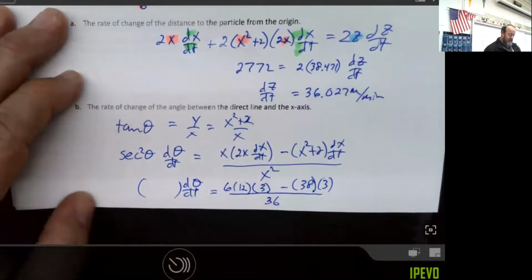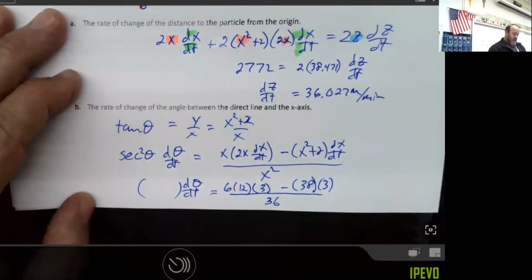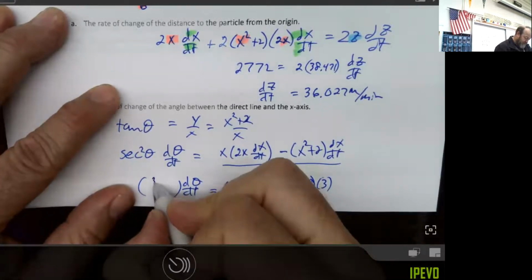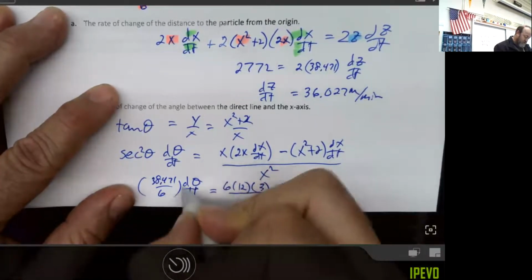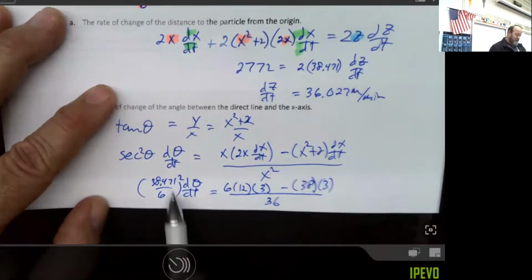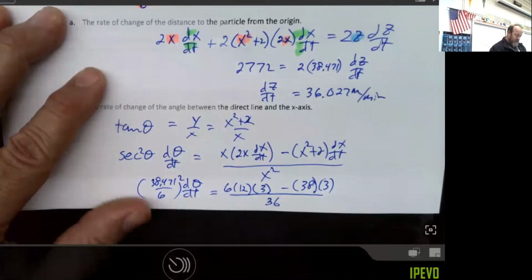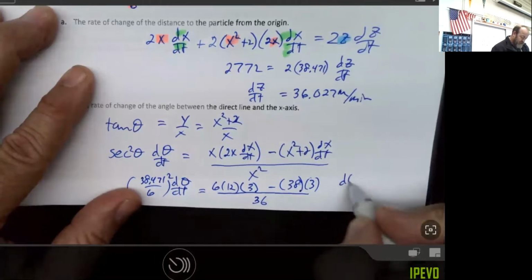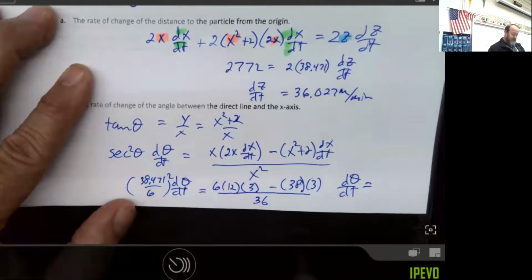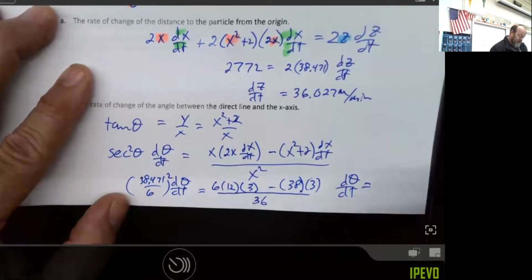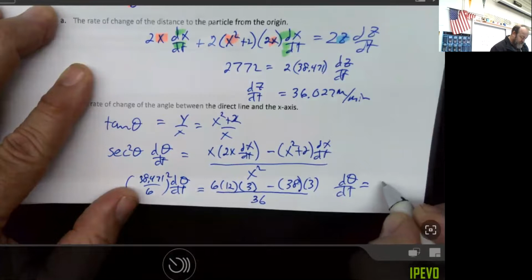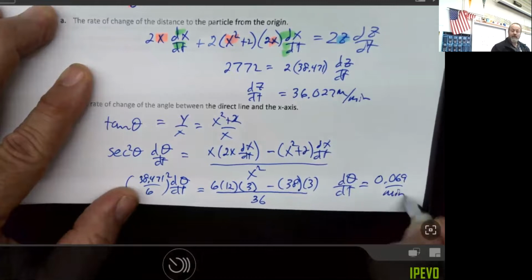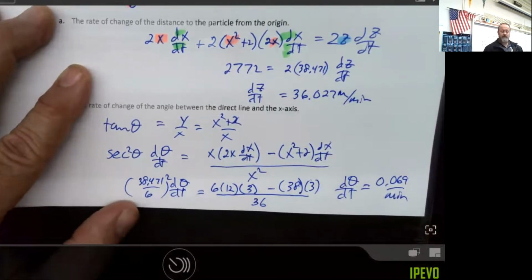The secant, again, is the reciprocal of the cosine. So the cosine would have been 6 over root 38. So this is going to be 38.471 over 6 squared. But again, if you look at it, there's numbers alone here, numbers alone right here. So all we need to do is take whatever this is and divide it by this right here. And I will spare you the details again. You can go through that mathematics, but this is just easy arithmetic with a calculator. And I got d theta/dt is about 0.069 radians per minute. And I think that should be enough for this particular video.